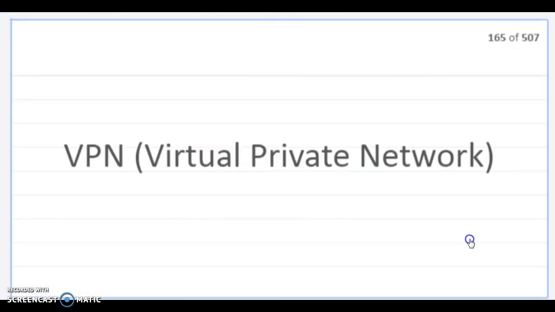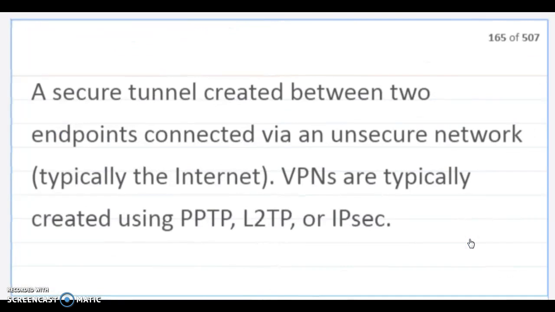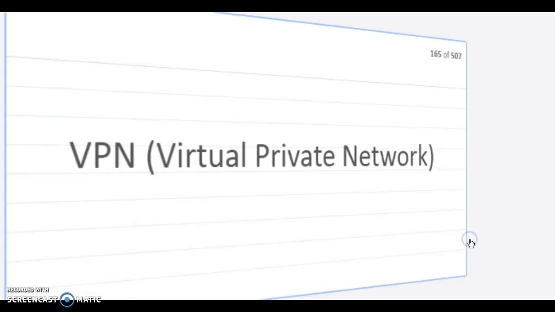VPN is virtual private network. A secure tunnel created between two endpoints connected via an unsecured network, typically the internet. VPNs are typically created using PPTP, L2TP, or IPsec.